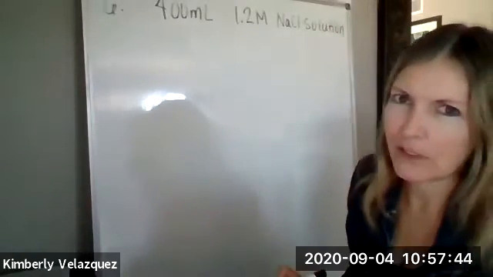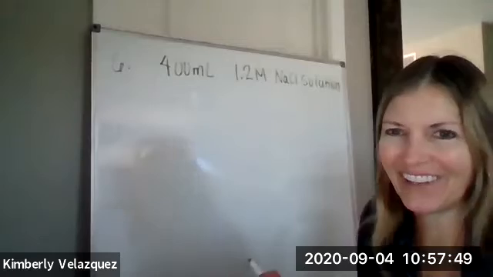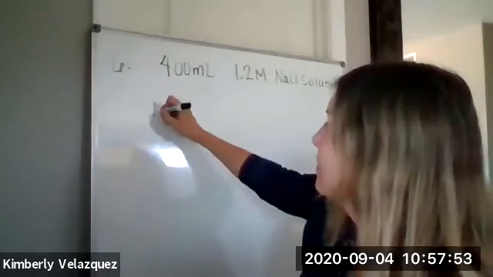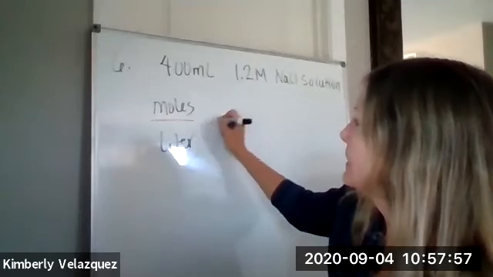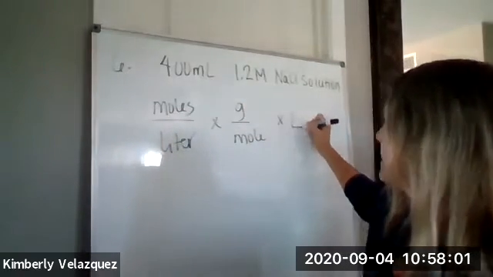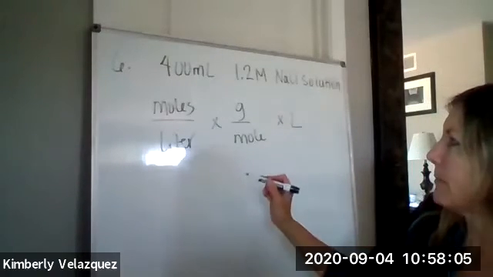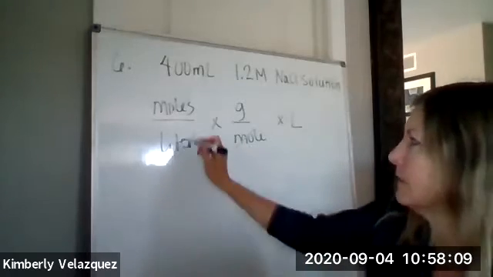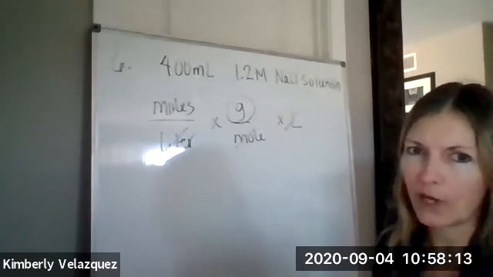And these all follow the same general formula. Oops, I just realized you can't see that. There you go, sorry. Okay, so moles per liter times grams per mole times liters. And what that's going to give you is grams, because watch what happens. Moles cancel out, liters cancel out, and I'm left with grams. Grams of what? Grams of solute.